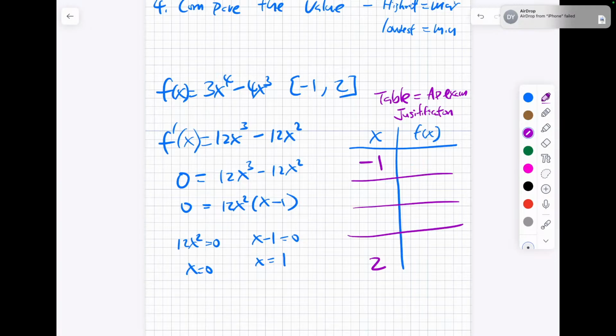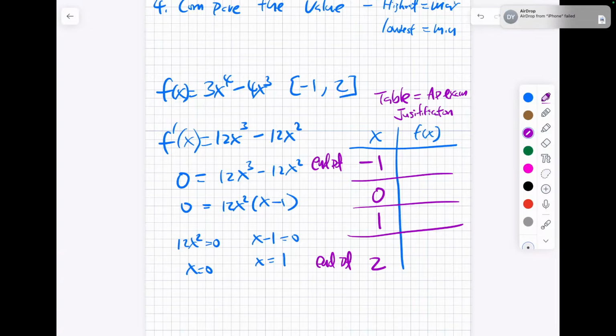In this case, it seems like it's every single point, because this is an endpoint and this is an endpoint. And you must include the critical numbers, in this case 0 and 1. So it seems like I'm evaluating every single point, but this is only in this example. In the next example we're going to skip some numbers. It seems like I just evaluate all the whole numbers, but that's not true. Only evaluate certain things: critical numbers and endpoints. That's it.